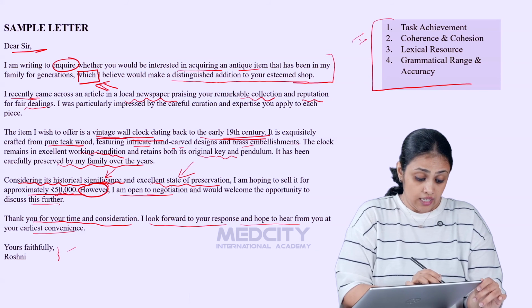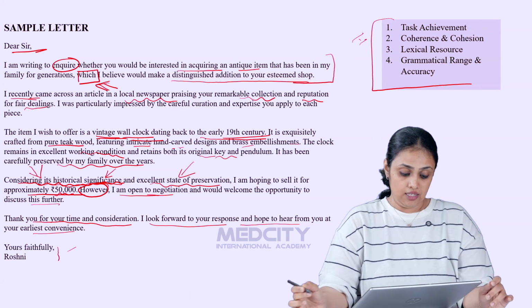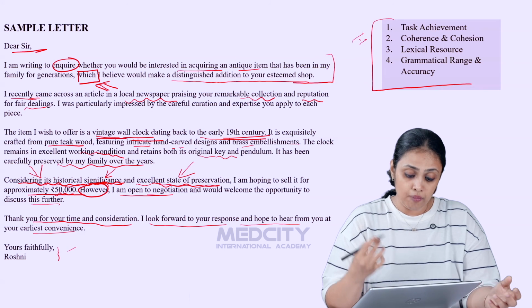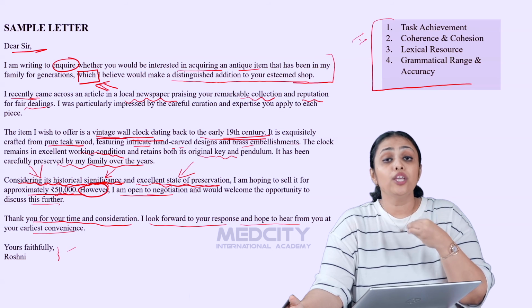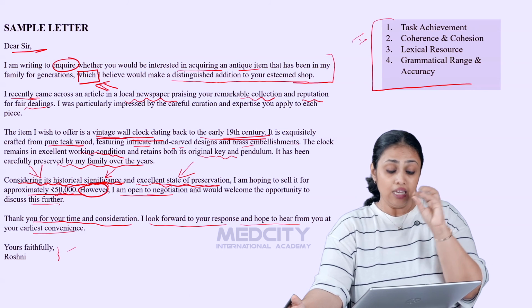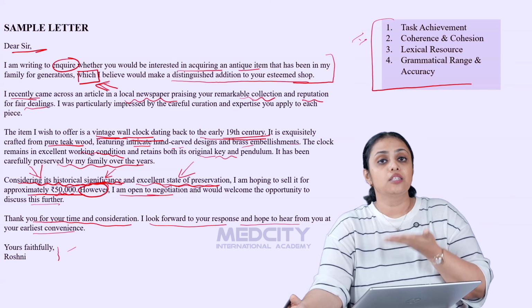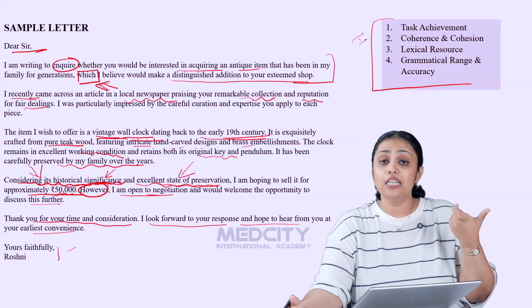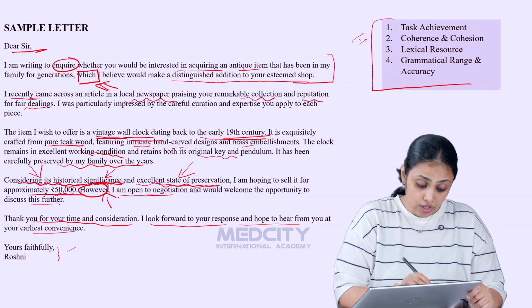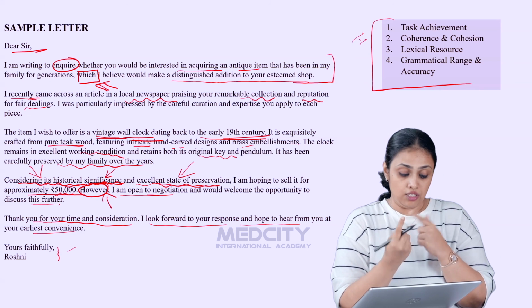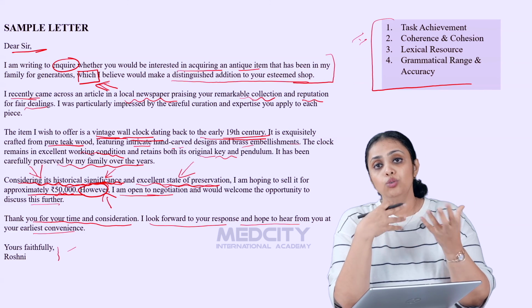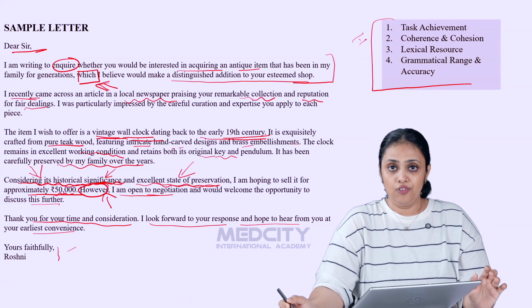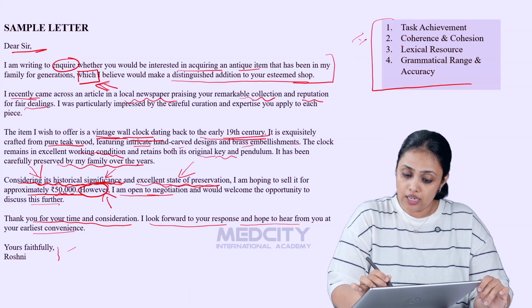Then see again here in this paragraph: considering its historical significance and excellent state of preservation, I'm hoping to sell it for approximately 50,000. So you're telling why you look forward to selling it for rupees 50,000, considering its historical significance and the excellent state of preservation. So that is again a linking phrase, considering. Then again, however, you have shown a contrast of ideas there. Even though you're looking forward to selling it at 50,000, however, you're open to negotiation. So that again is a linking phrase. So all this will come under coherence and cohesion.